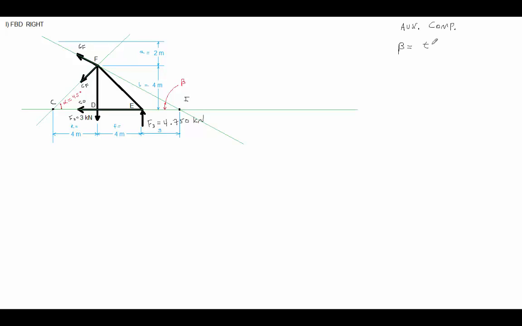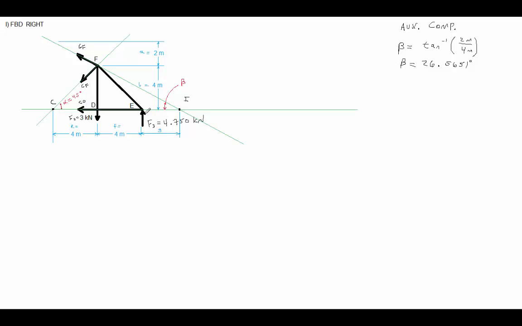We can find beta using the inverse tangent of 2 divided by 4. Since we have similar triangles here, there's a triangle formed by point G, point F, and this point over here. That triangle is 4 meters at the base and 2 meters tall. So beta equals 26.5651.